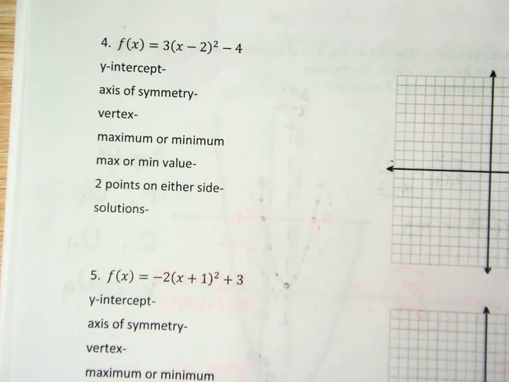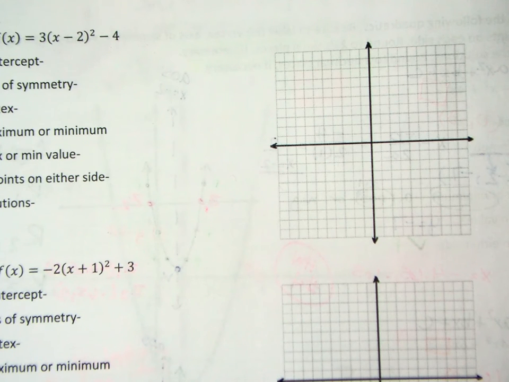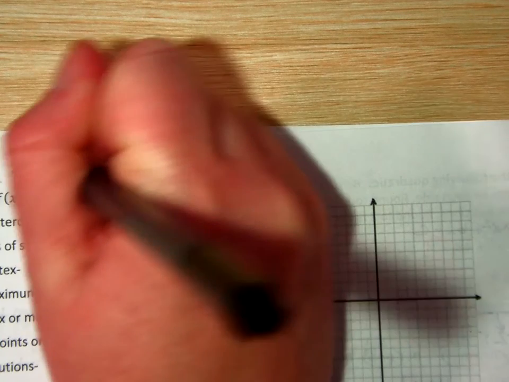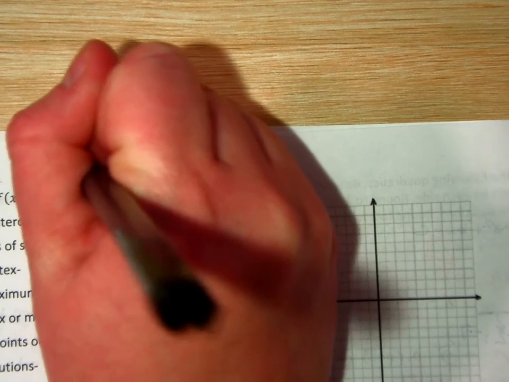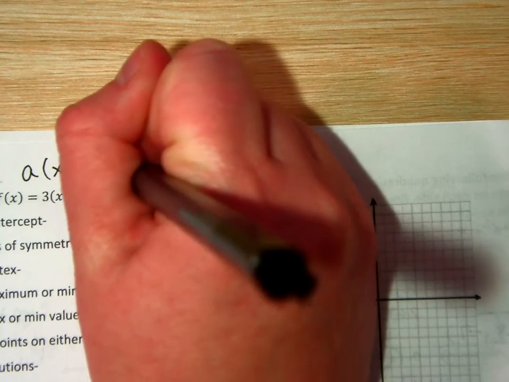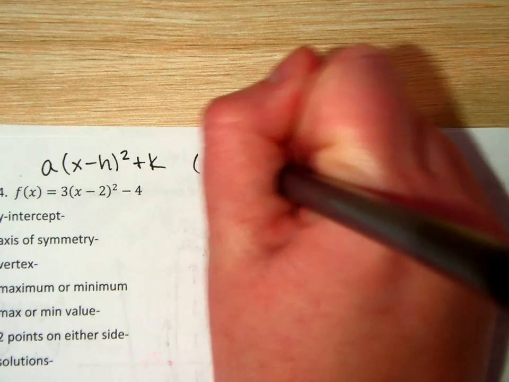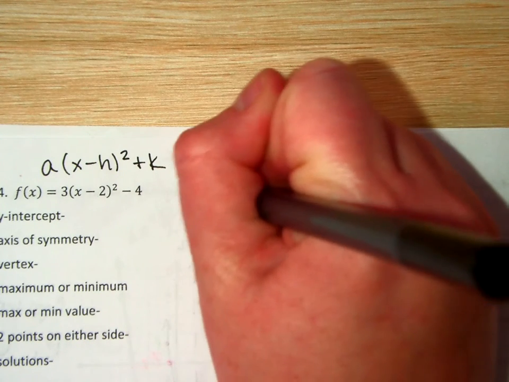This video is for graphing examples 4 and 5. This is vertex form. When you are graphing vertex form, you need to make sure that you remember what vertex form is. Vertex form is a(x minus h) squared plus k, where a is your stretch, your vertex is at (h, k), and h is your opposite.